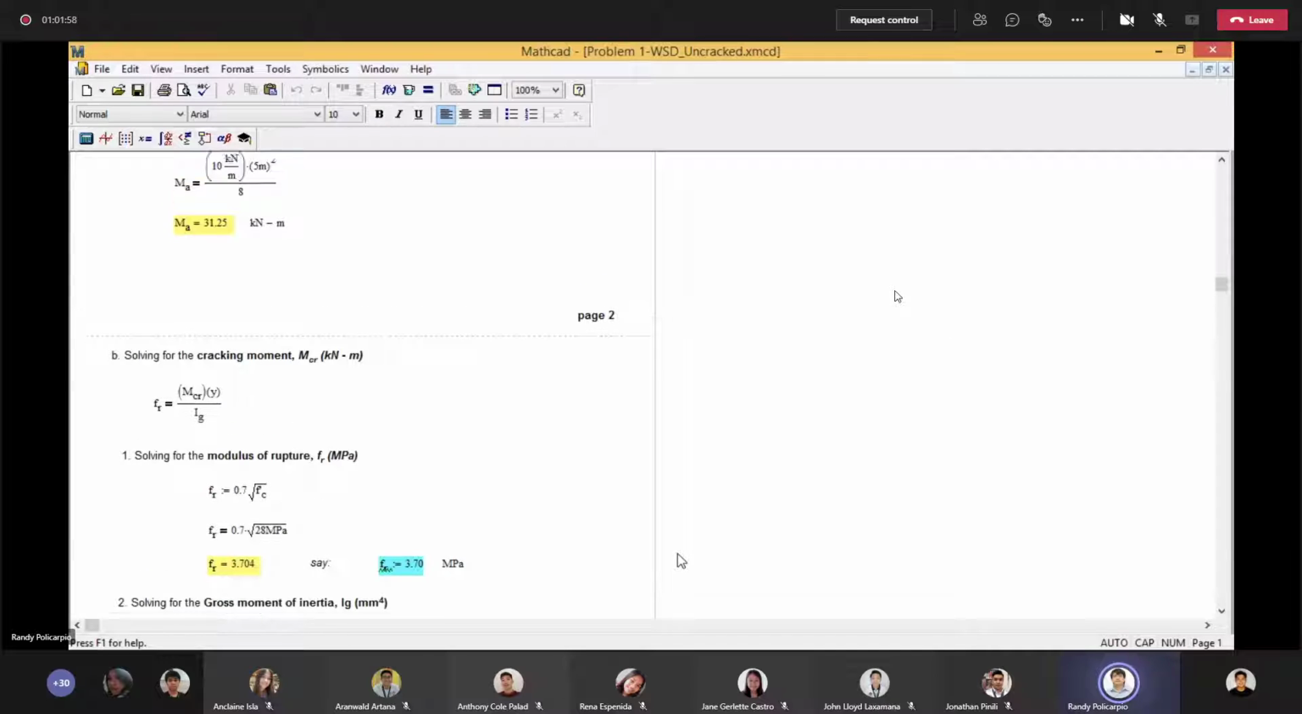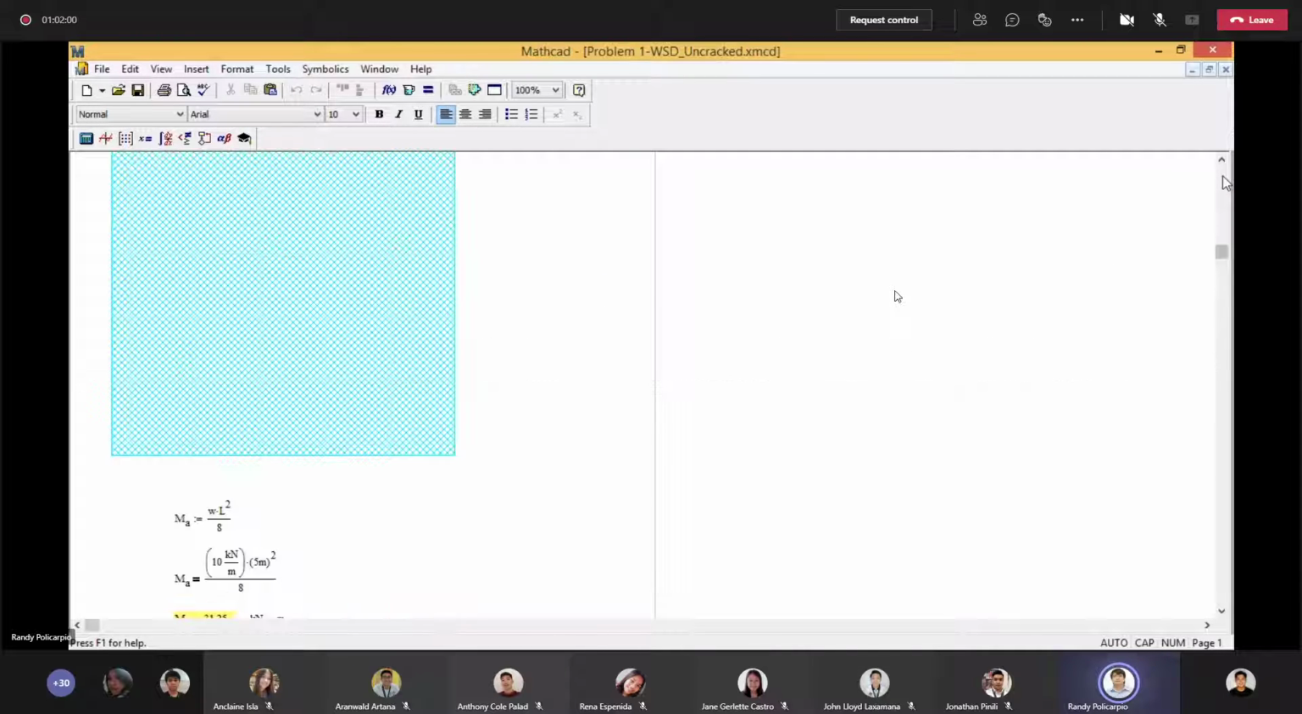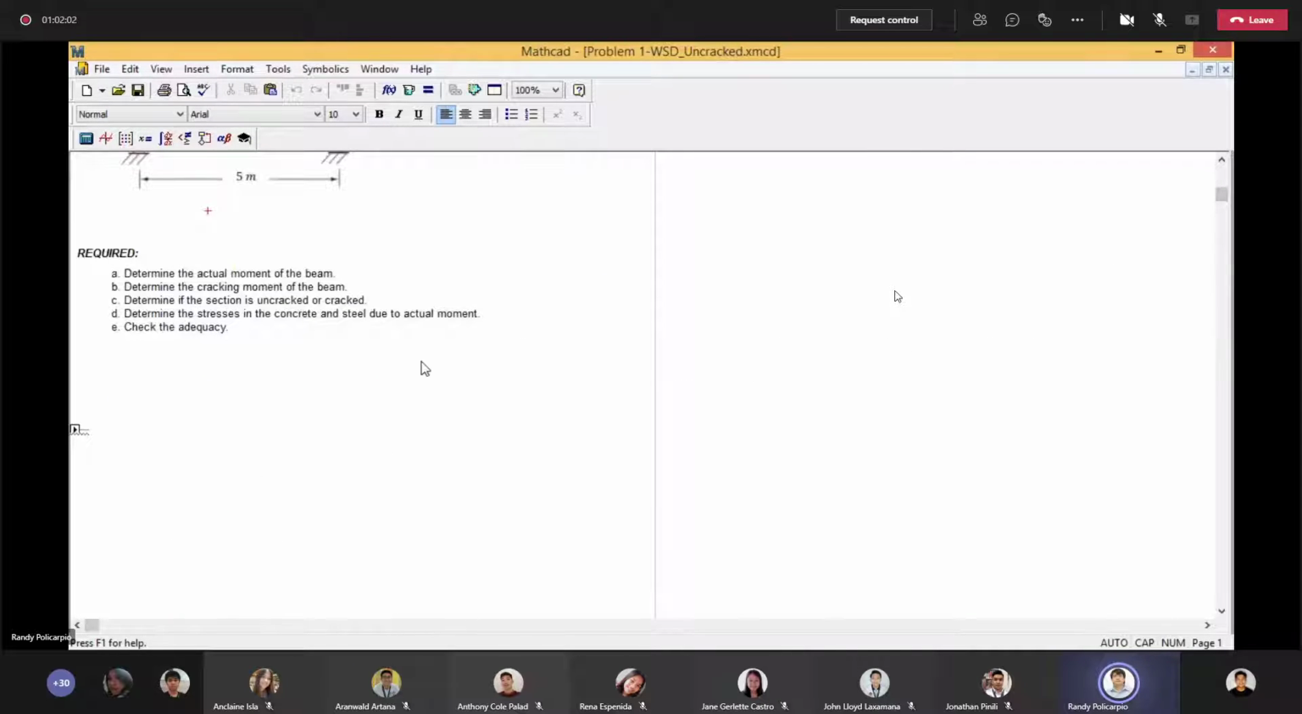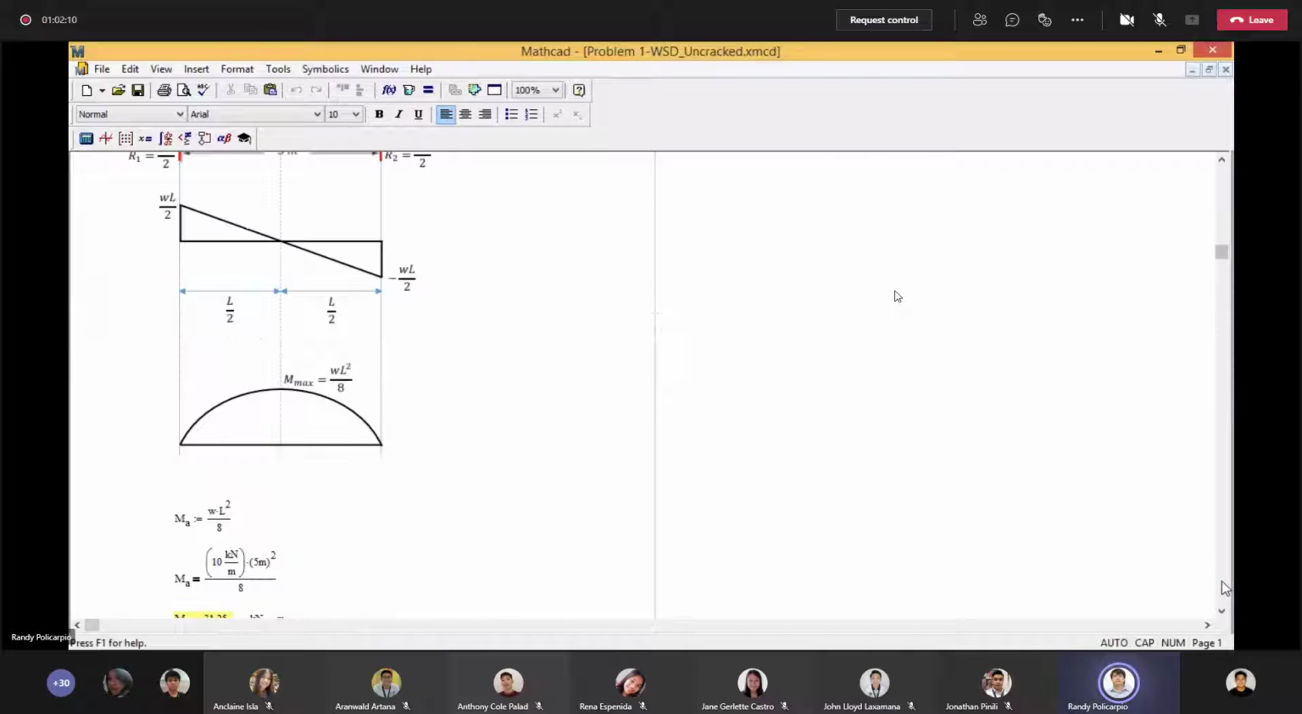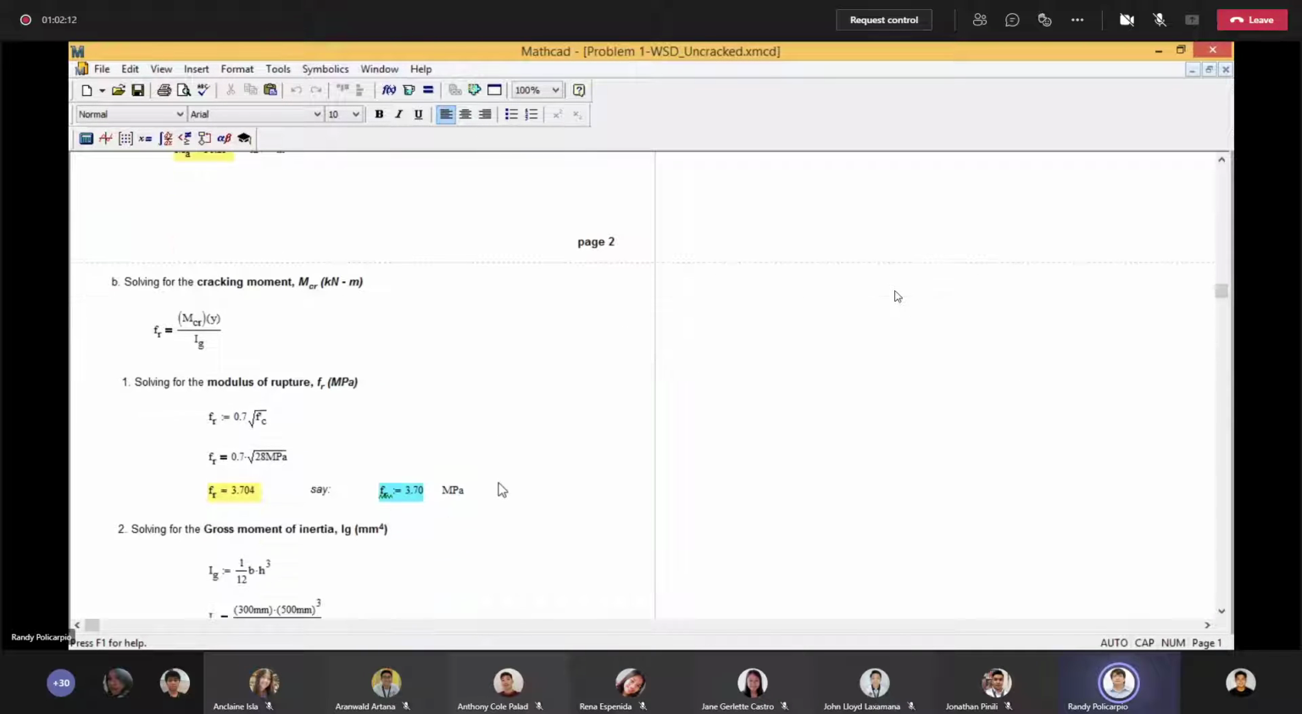Next, for us to identify, ano ba yung pangalawang requirement? Cracking moment. And then after that, we will identify if it is uncracked or cracked. Okay, so for the cracking moment, we will base it from the flexure formula. Ito yung pinaka-flexure formula natin. F is equal to My over I.